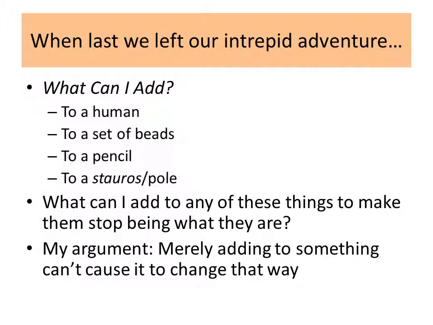So when last we left our intrepid adventure, I had done a video called What Can I Add? And I asked, what could I add to a human, to a set of beads, to a pencil, or to a Staros/pole? What could I add to any of these things to make them stop being what they are? My basic argument was quite simple. Merely adding to something can't cause it to change. It's what it is.